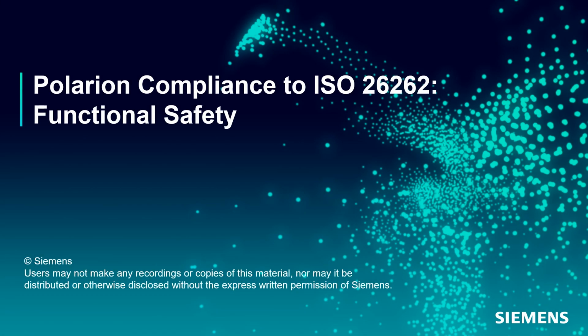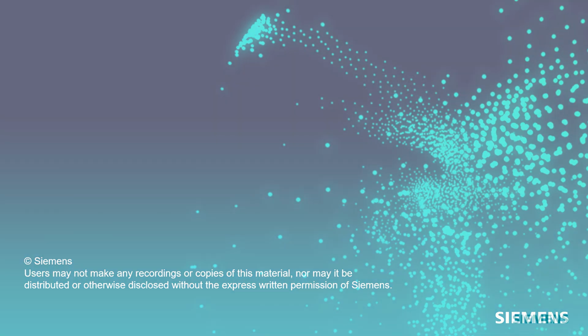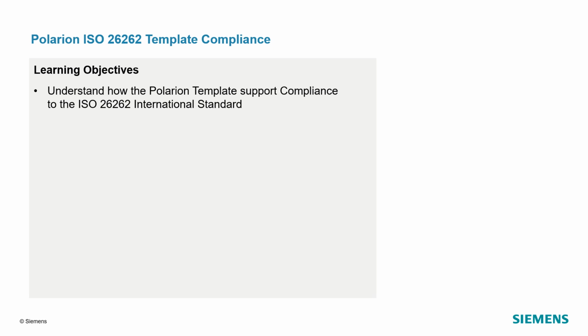Welcome to the Polarion compliance to ISO 26262 on automotive functional safety. The learning objective is to understand how the Polarion X template supports compliance to the ISO 26262 international standard.